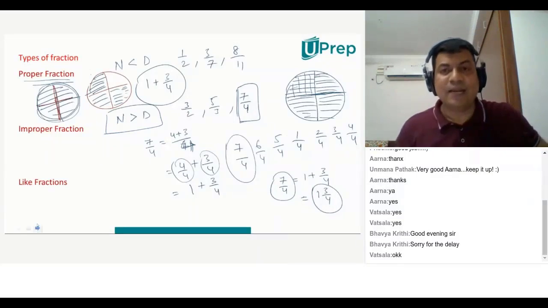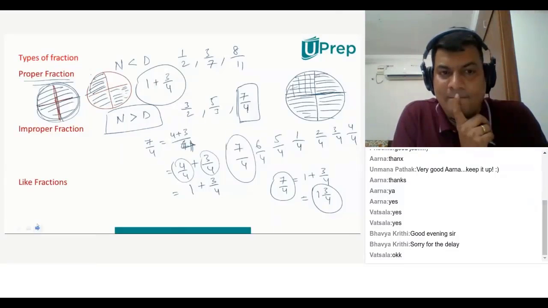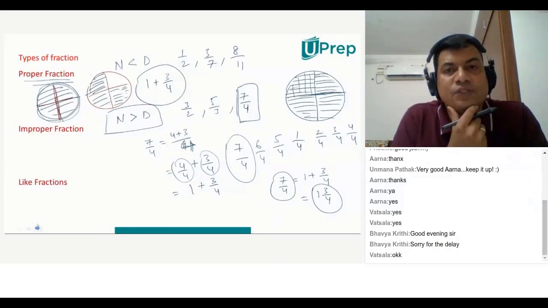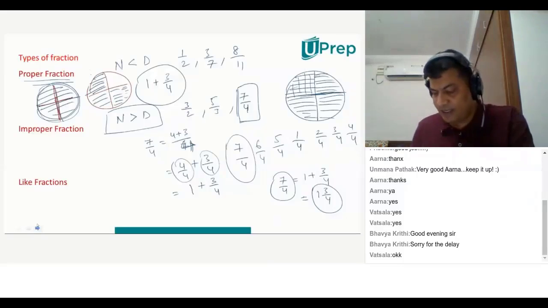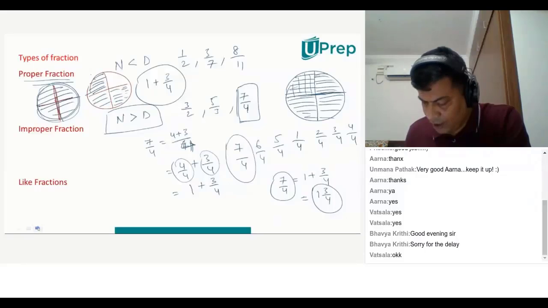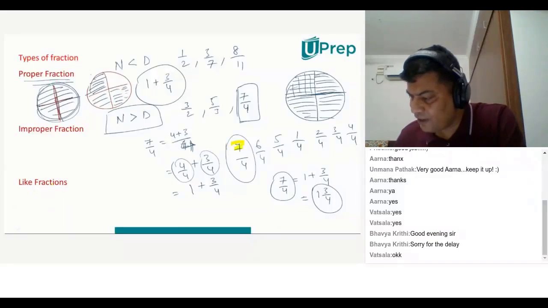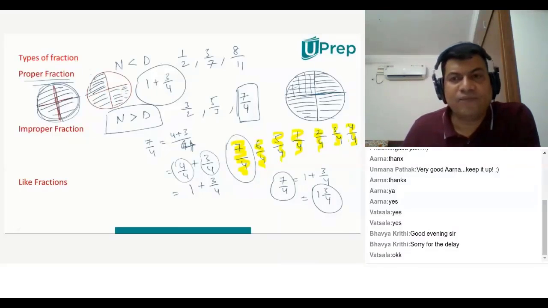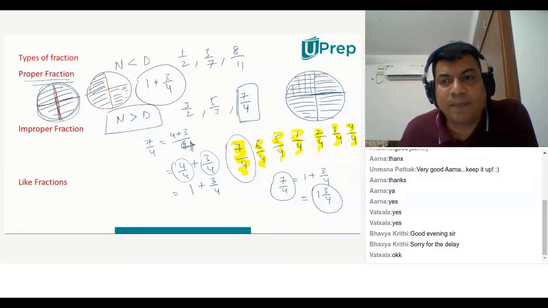Let's go further. So tell me, what are like fractions? When the fractions have the same denominator, they are called like fractions. Wonderful. For example, we have already looked at some like fractions: 7 by 4, 6 by 4, 5 by 4, 1 by 4, 2 by 4, 3 by 4, 4 by 4. All these are like fractions because your denominator is same, right?